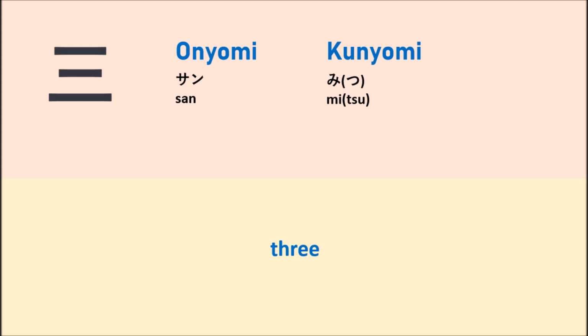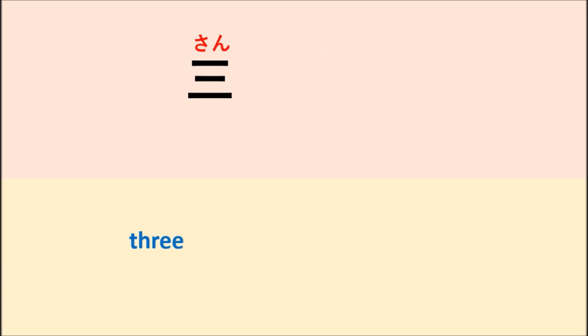So let's learn about how to use this kanji when you use it with another kanji. Sang means three. 1, 2, 3. That means when you just see this kanji, you can read it as three.